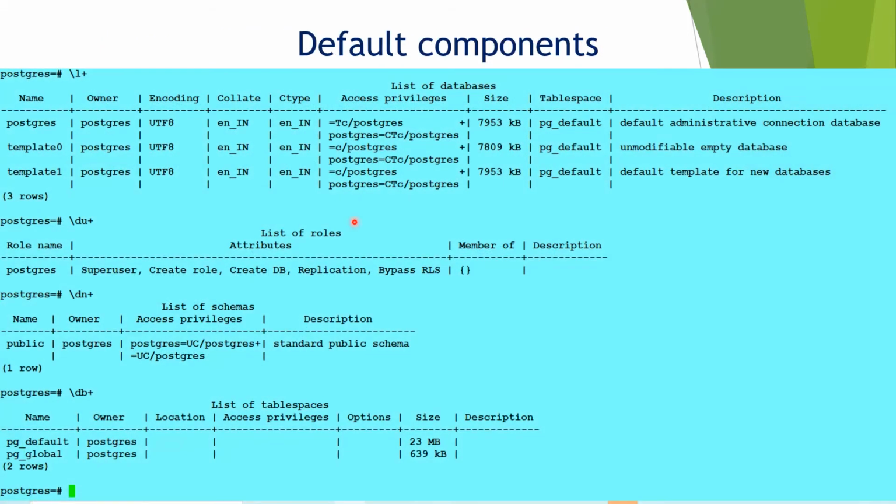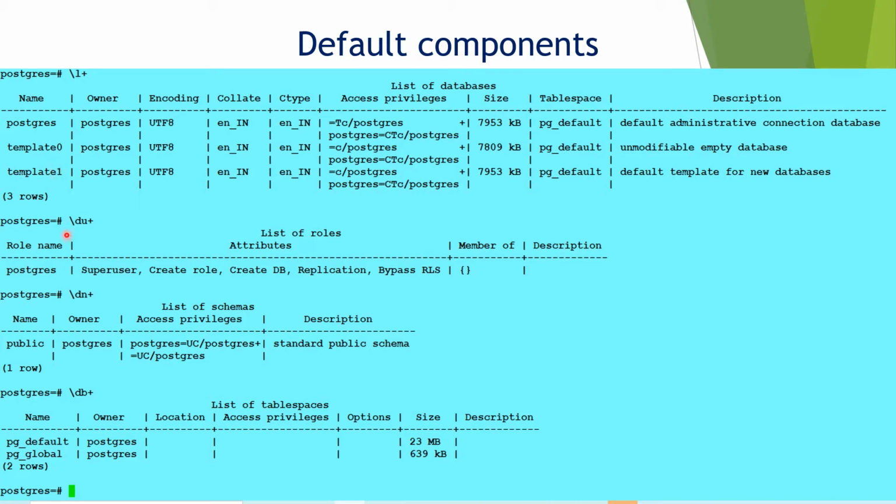When we create a new cluster, there will be default components in the cluster, that is databases, users, schemas and tablespaces. Coming to databases, there are three databases. First one is Postgres, second one is Template 0, third one is Template 1. Whenever you are creating a new database without any attributes, the new database will inherit attributes from the Template 1 database.